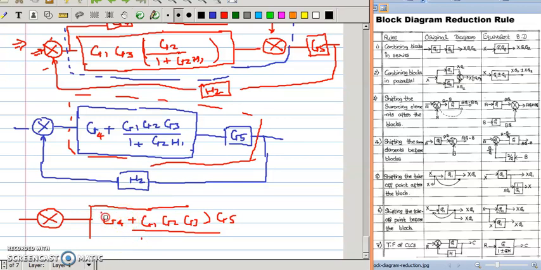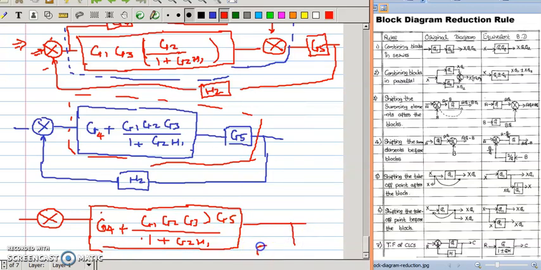Okay, so G4 we can put separately. This plus is here. Okay, and this is multiplied by G5 upon 1 plus G2 H1, right? The remaining things are as they are. What is remaining now? Just G5 and H2 remaining here. This H2 goes towards the input side. Okay, let's take the next page.